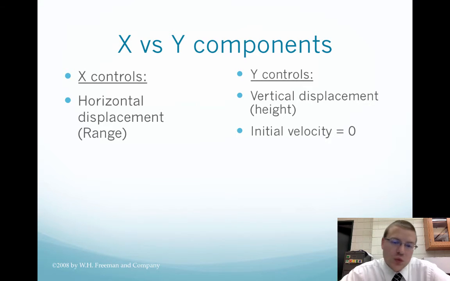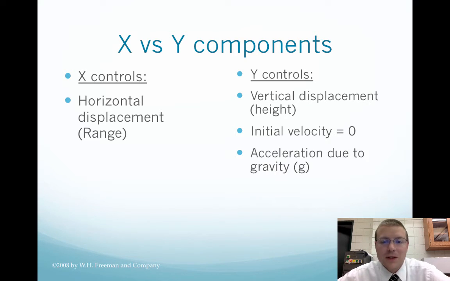The next one is which one controls free fall acceleration. Well, since free fall acceleration is a vertical piece, we know that the acceleration due to gravity will be g, up and down. The last one, which component here is going to control the time of flight?